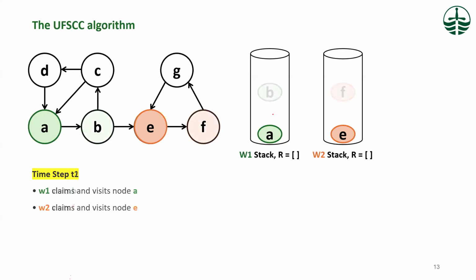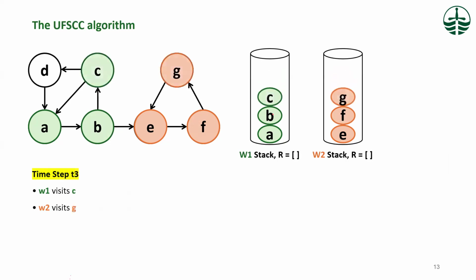On the next time, T2, they will visit their next immediate nodes, B and F. Now, at B, it can go to E or it can go to C. It can randomly go to either, but B will go for C in this example, and W2 is going to G. And in time 4, W2 can find its backedge.